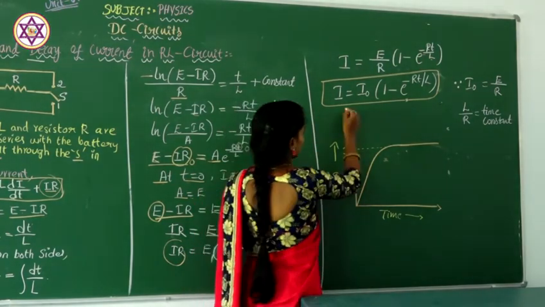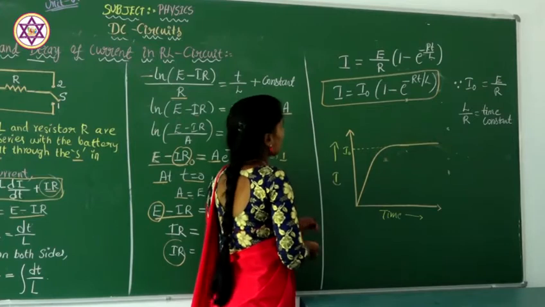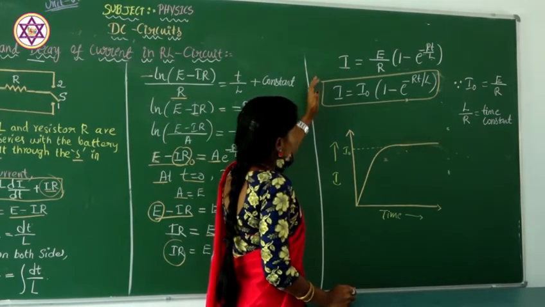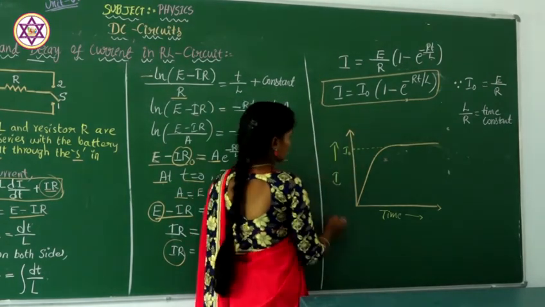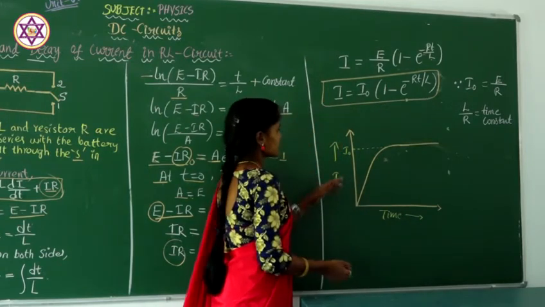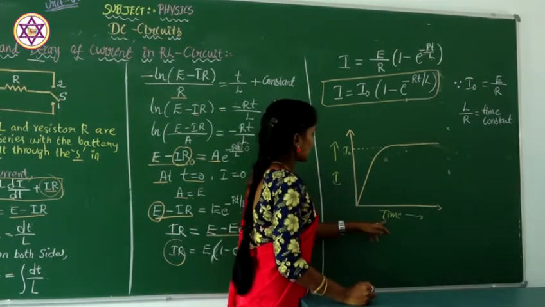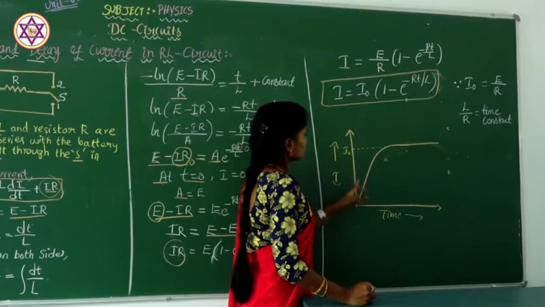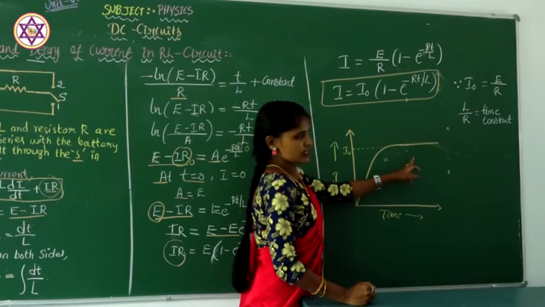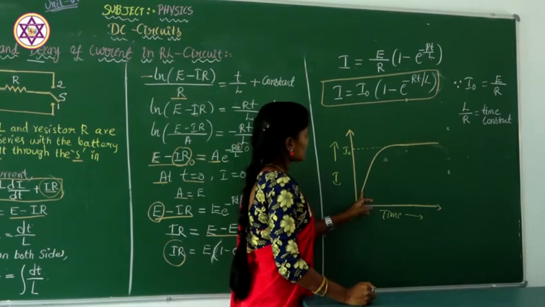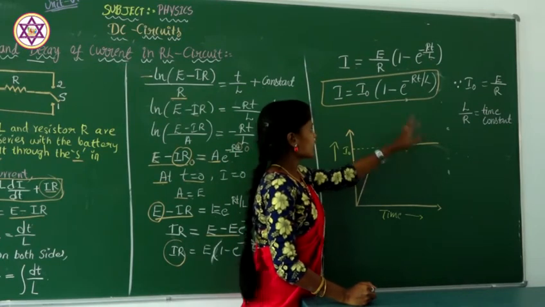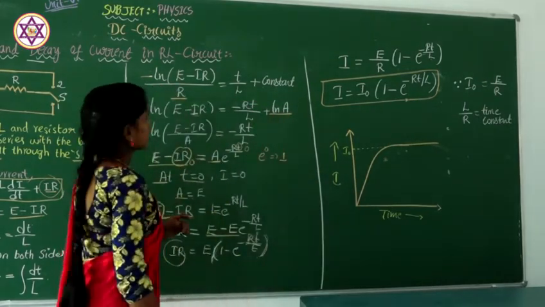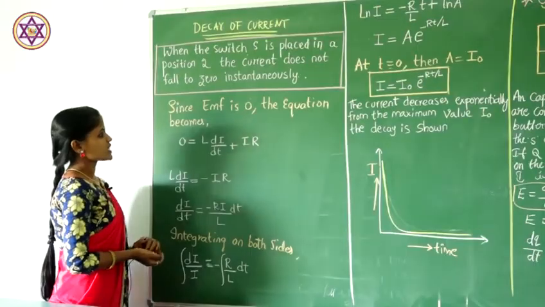This is the equation for growth of current in an RL circuit. This is the graphical representation of the RL circuit. The graph represents time versus current, with I naught marked. Here the current gradually increases. This is the equation for growth of current in an RL circuit. Next, move on to the next concept.